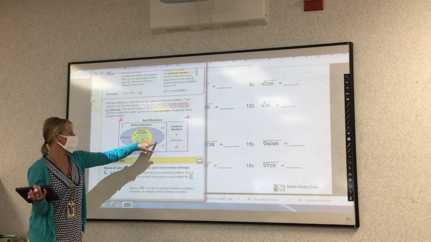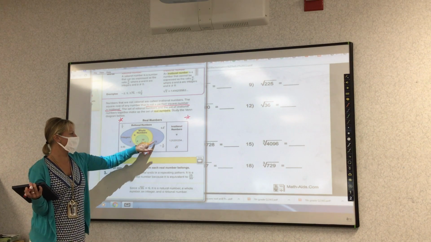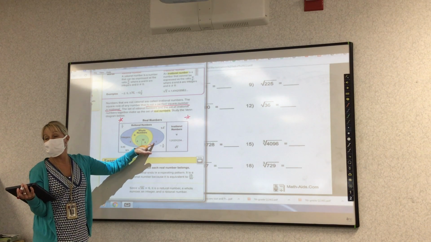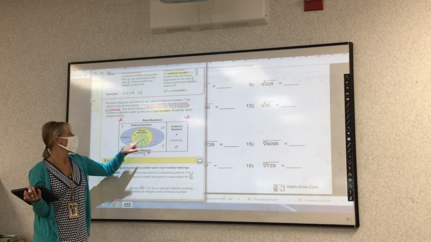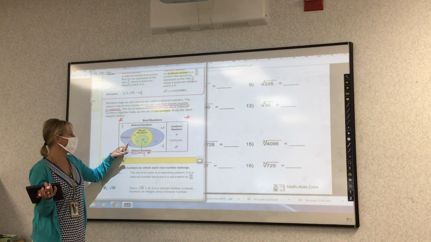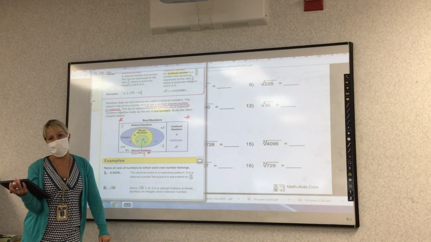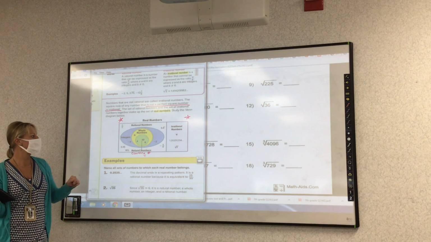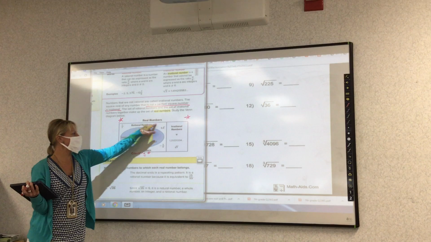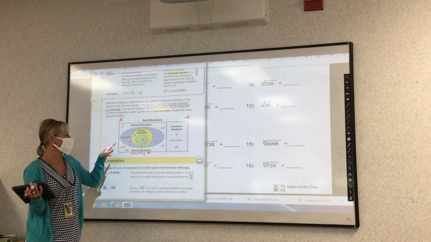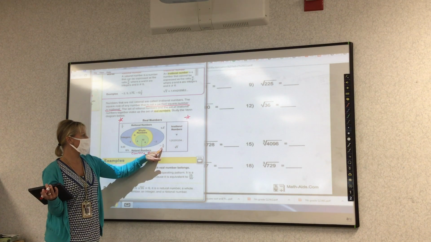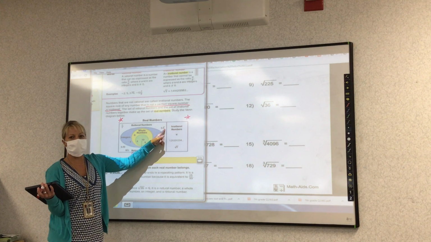Now we have integers. What did I include in my blue here that I didn't have before? Negatives. So an integer is a negative whole number. Okay? So like not negative. Then with my rational numbers, I've now included decimals, negative fractions, and decimals that repeat.